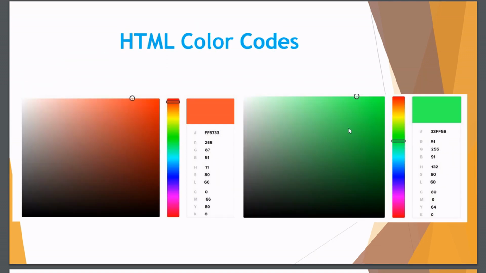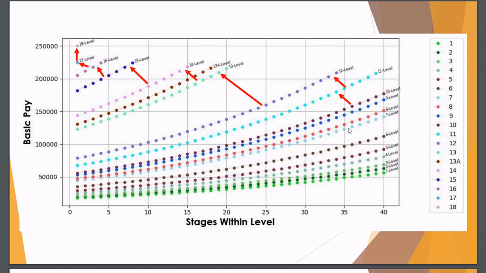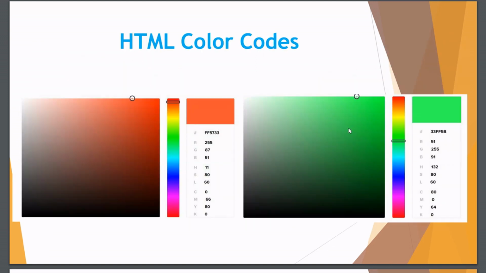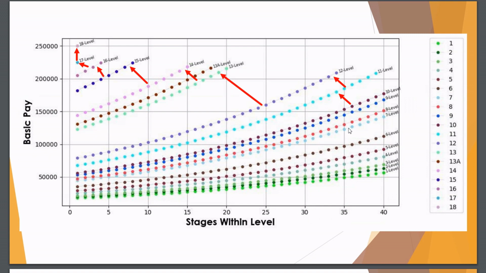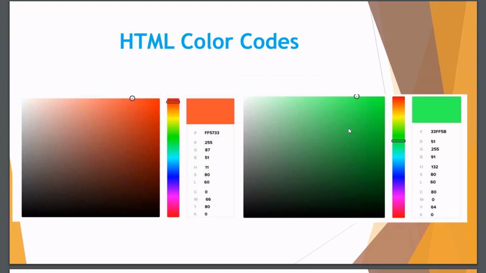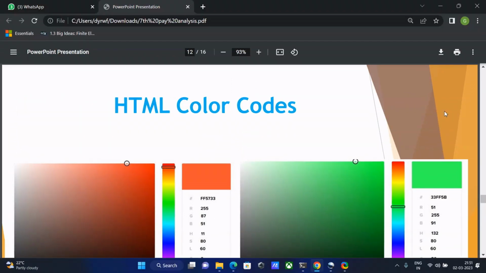The next step is that I want to plot the basic pay in all the levels in a single plot. I want to get a plot like this. So to do this, I want to color code the 18 levels in different colors, and for this we'll make use of the fact that the HTML color codes basically consist of a hash and 6 alphanumeric digits. So this FF5733 refers to this pinkish color, while 33FF5B refers to this green color.